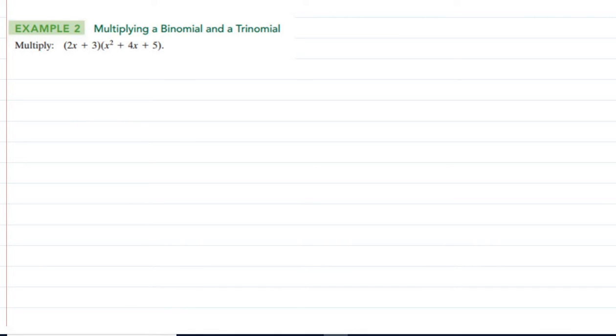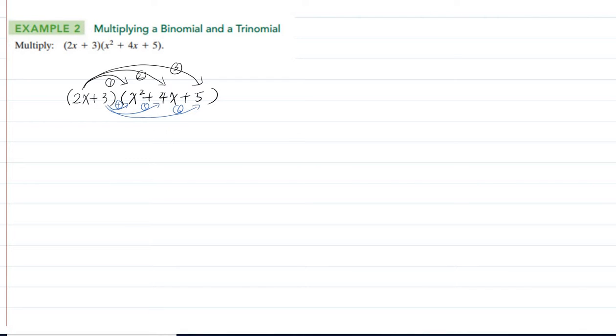So in this case, let's take a look. All we have to do is, for this example 2, let's look at this. I use the circle and then the number as the order of the operation. Okay. So we're going to go ahead and start with 2x multiply. Okay, that's step 1. That would be 2x multiply x squared. Then we have a plus 2x multiply 4x. And then we also have plus 2x multiply 5. Okay, that's basically our 1, 2, 3.